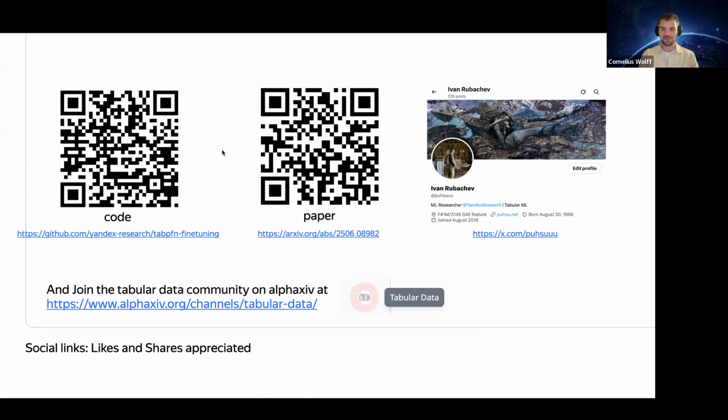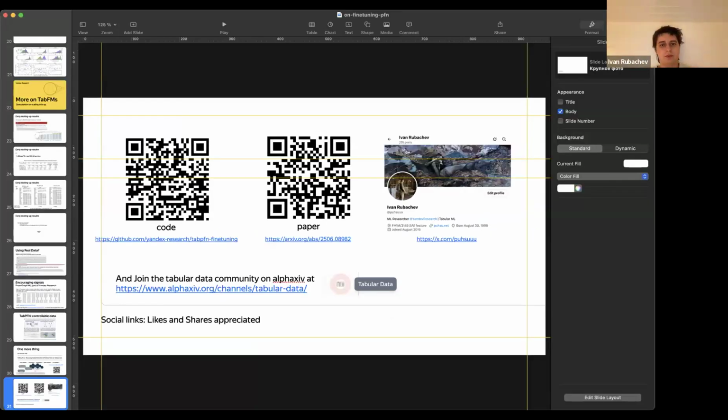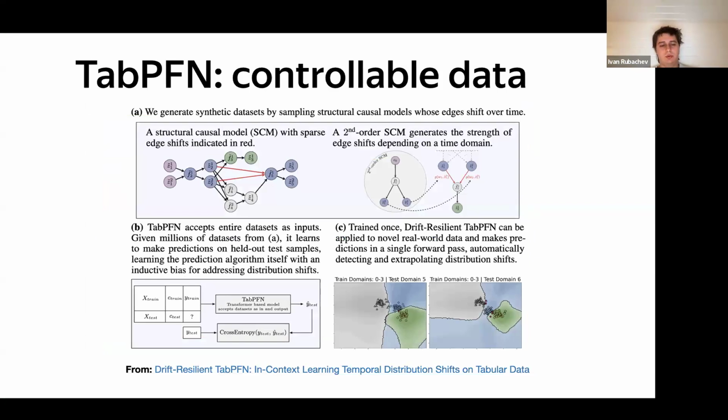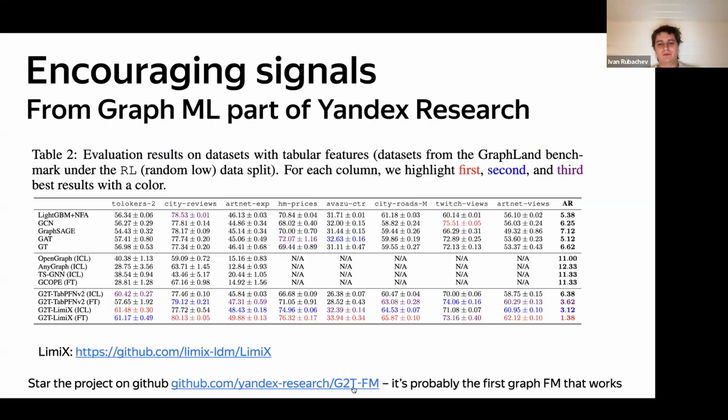From what source was the table on graph benchmarks? Oh yeah, sorry, it was an accident. It was from the Graphland benchmark paper. Oh no, it was from this paper, the graph to tabular foundation model.